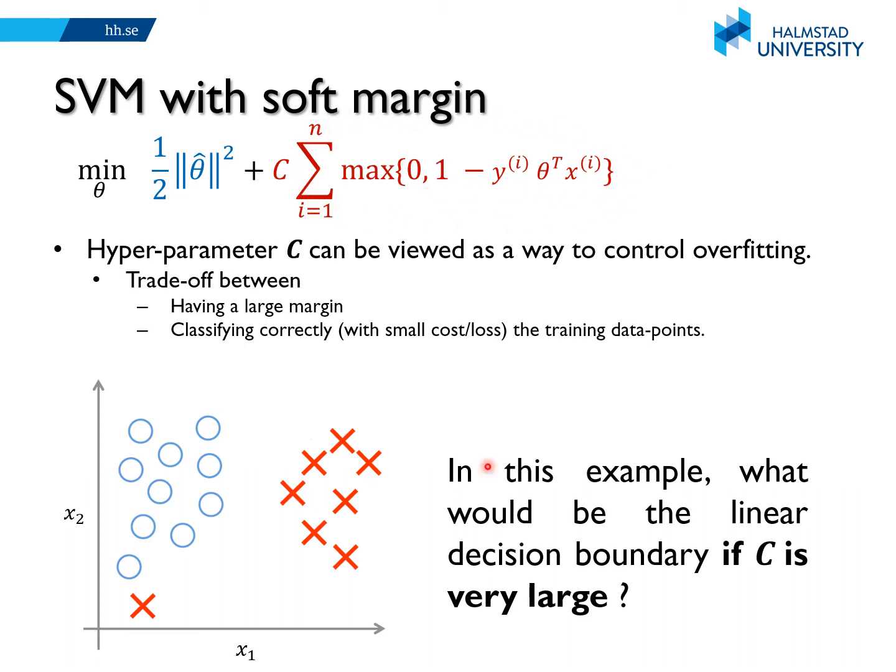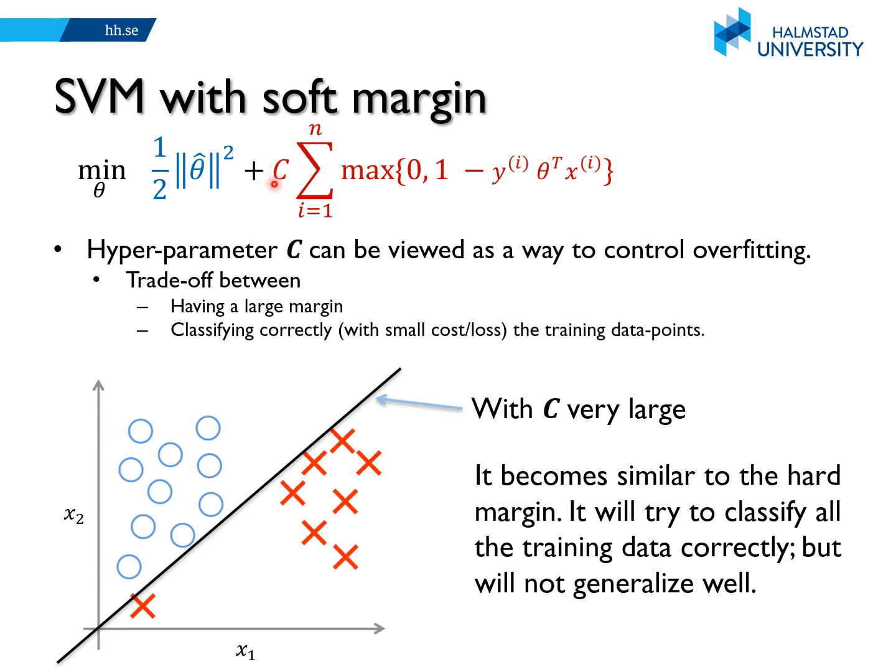So now please pause the video and try to think about this question. What would be the linear decision boundary in this example if we choose the hyperparameter C to be very large? If we choose C to be very large, then in this optimization problem, we are giving more importance to this part. So we want to minimize this part more. And this part means classifying correctly the training examples. So basically by choosing C to be very large, we want to classify correctly the training examples, and we give a lot of importance to this.